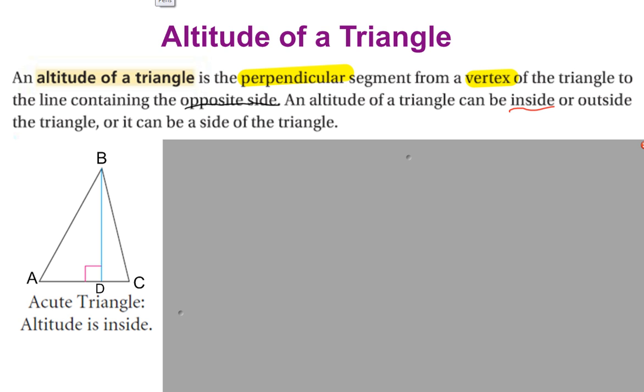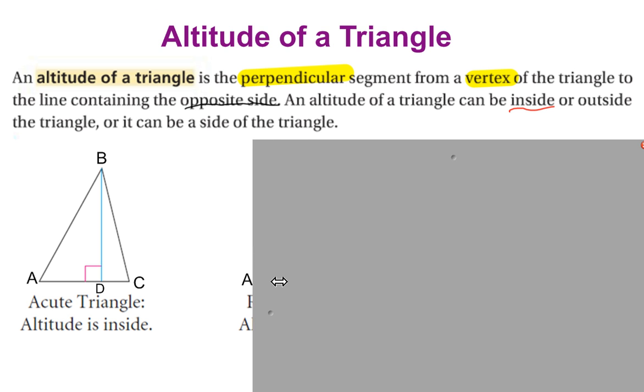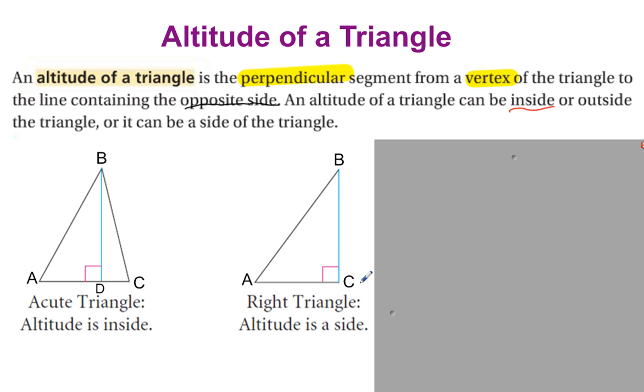But there are also cases where you have the altitude that is a side of the triangle. So for example, in a right triangle, the altitude is a side. So this is the altitude right over here. BC is the altitude of the triangle. In this case, BD is the altitude of a triangle.